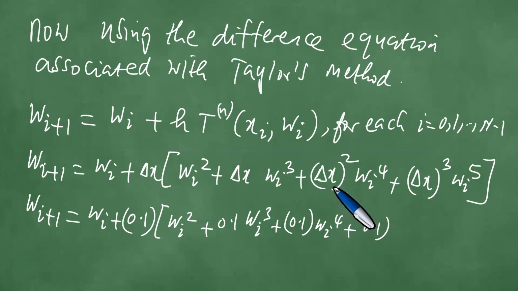Let's see. Okay, so this one is squared, and then this 0.1 cubed, and then this one is squared. Wi to the fourth power, and then this one is cubed. Oh, yes. Now we have this. We have this exactly. And what is the meaning of all this? What is the meaning of everything here that we have?